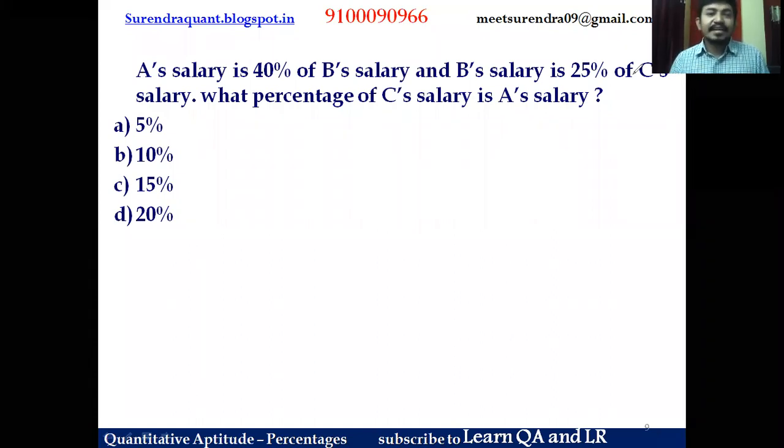A's salary is 40% of B's salary, and B's salary is 25% of C's salary. What percent of C's salary is A's salary? So this is one typical question where we need to avoid variables completely. Now, there are three variables, three persons, A, B, C.